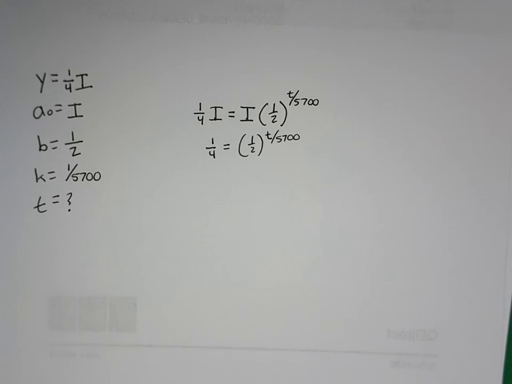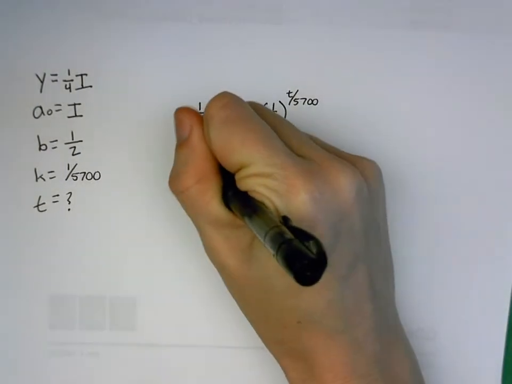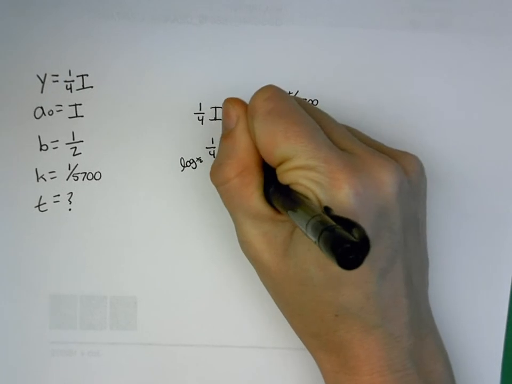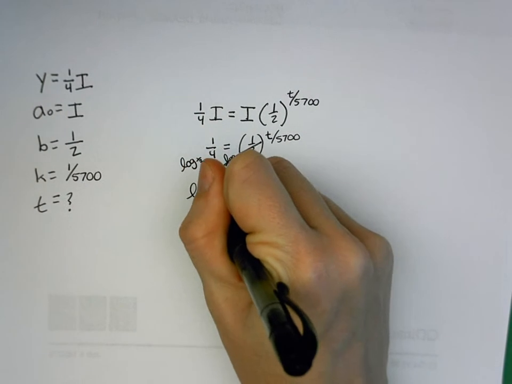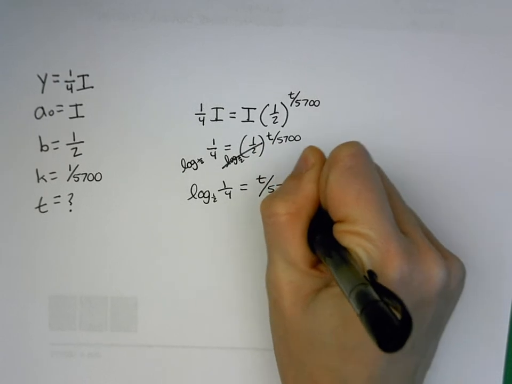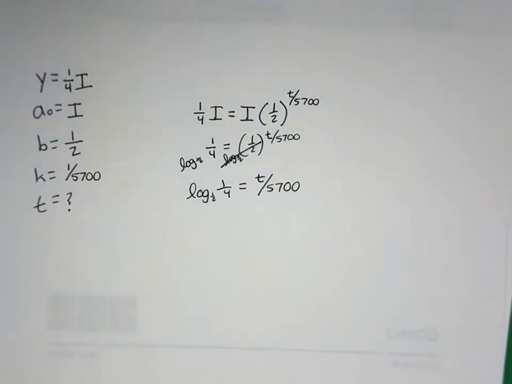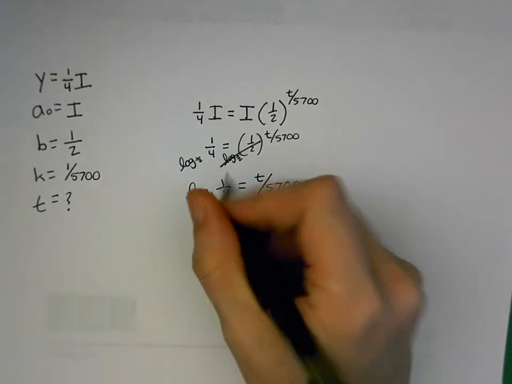You got to figure out, okay, what am I going to do next? I need to somehow get rid of that base 1/2. Well, what's the inverse operation of base 1/2? It'd be log base 1/2. So we're going to log base 1/2 both sides to cancel those out. And so now we have our log base 1/2 of 1/4 equals T over 5,700. You can use your calculator to help you evaluate this if you would like, but we actually do know what log base 1/2 of 1/4 is. For the record, it is 2.